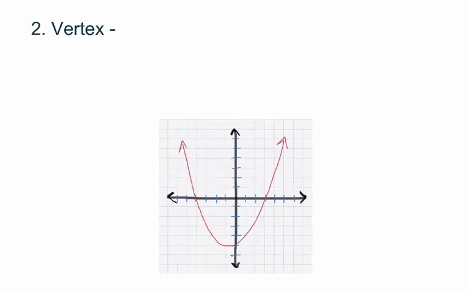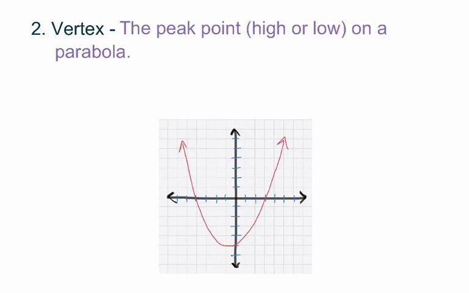Let's look at the vertex. So I've got another parabola sketched in. And what is the vertex? Well, the vertex is the peak point on a parabola. And this can be either high or low depending on which way your parabola is. Here's what I mean by that. I've got that one sketched in.